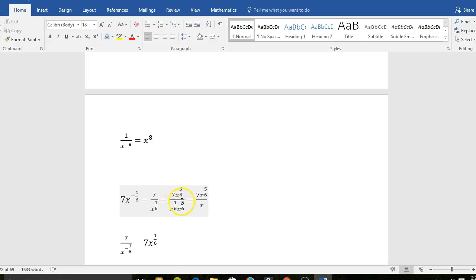What I do is I stick an x to the 5/6 on the bottom. And what's going to happen is, by the rules of exponents, I'm going to get x to the power of 1/6 plus 5/6. But that's just 6/6, which is 1. That's just x to the 1 down here. But now the price you've got to pay is if you stick an x to the 5/6 down here, you've got to stick one up here. What you multiply the bottom of a fraction by, you must also multiply the top of that fraction by, if you don't want the overall fraction to change, and we don't.